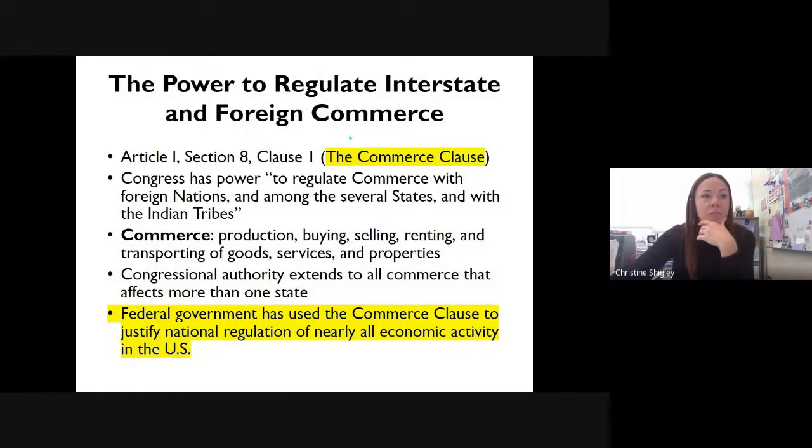Regulate interstate and foreign commerce. Remember, inter is between, intra is within. So again, Article 1, Section 8, there is a clause called the Commerce Clause, okay? And it gives Congress the power, quote, to regulate commerce with foreign nations and among the several states and with Indian tribes. Okay. Commerce is economic activity. Production, buying, selling, renting, transporting goods, services, and properties.